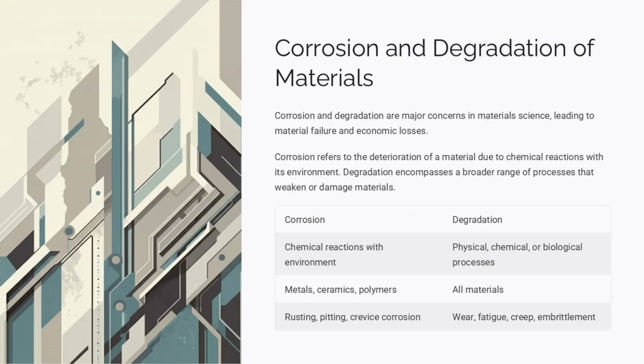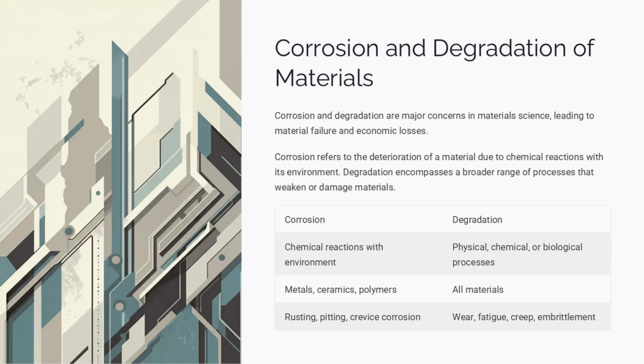Corrosion and degradation are critical issues in materials science, leading to material failure and significant economic losses. Corrosion refers specifically to the deterioration of materials due to chemical reactions with the environment. This can affect metals, ceramics, and polymers.